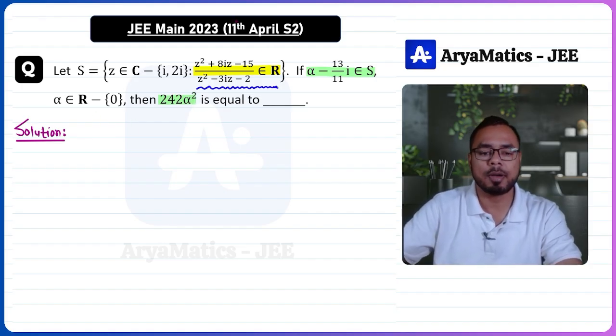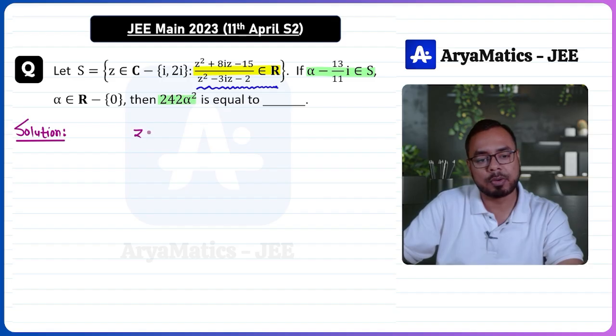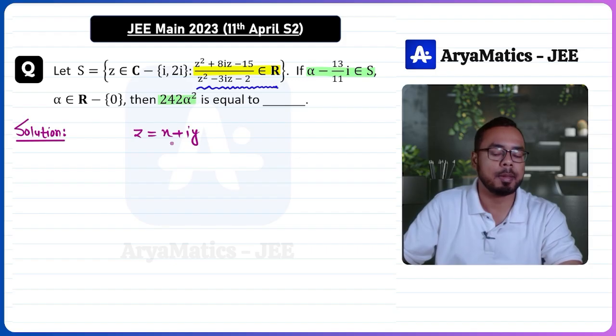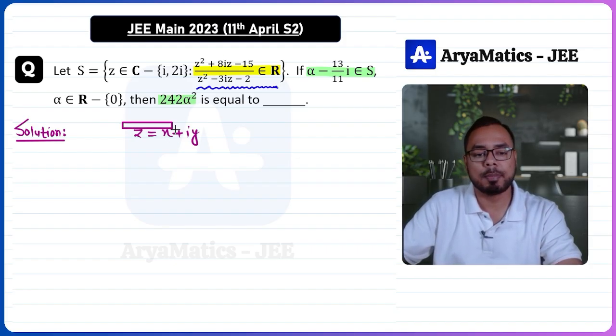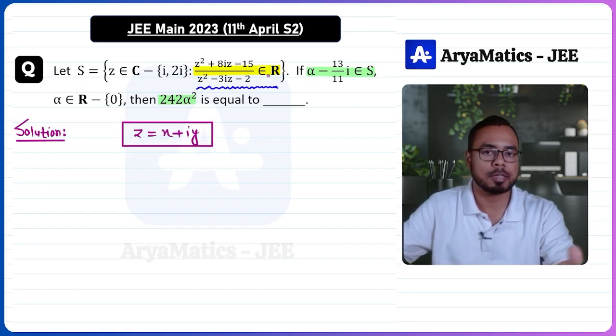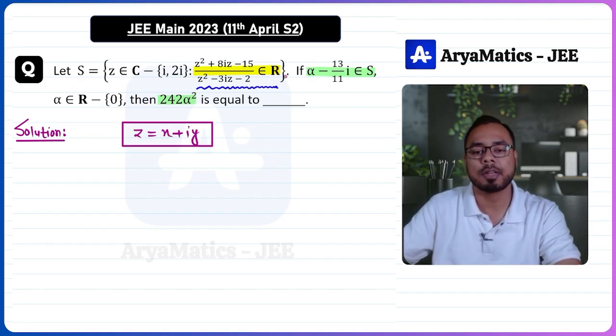Now, this is a standard problem where in place of Z, we substitute X plus iota Y. If a complex number is purely real, then the imaginary part of that complex number is 0. So by equating the imaginary part to 0, first we try to get an equation in X and Y.